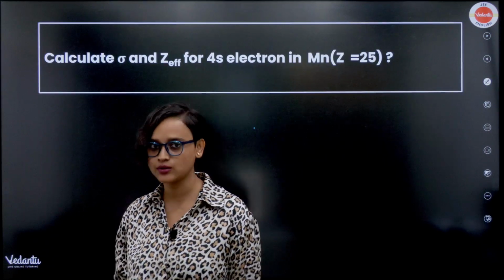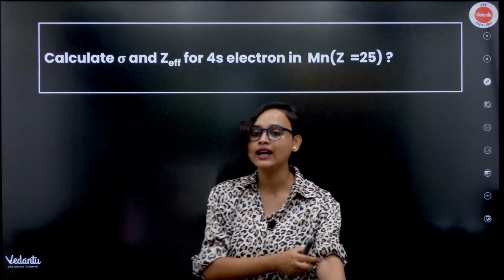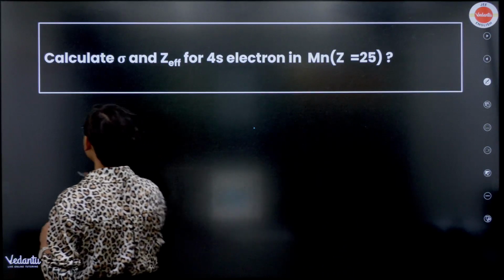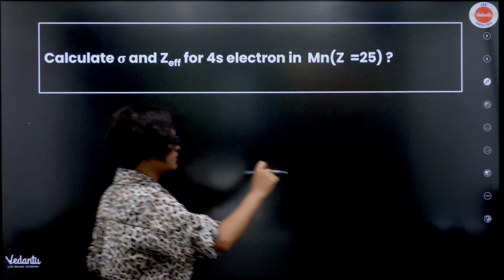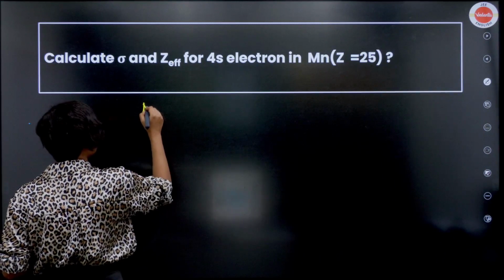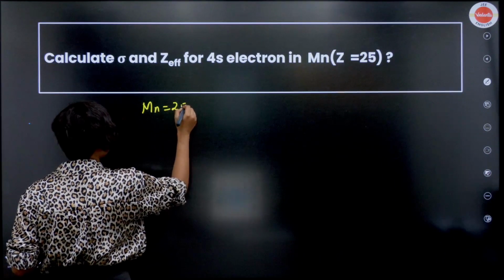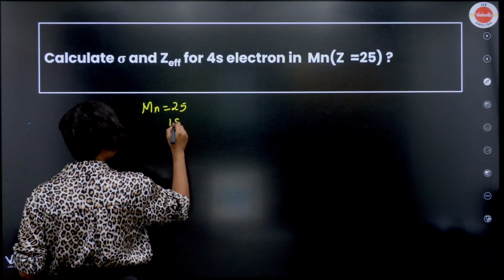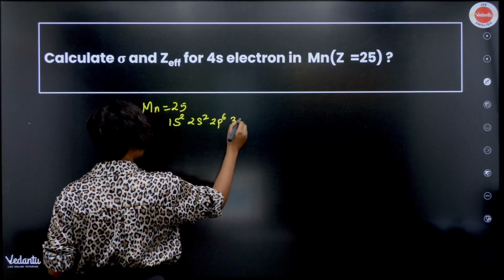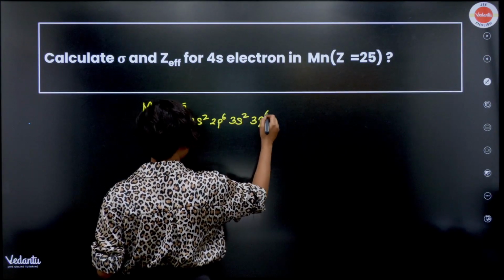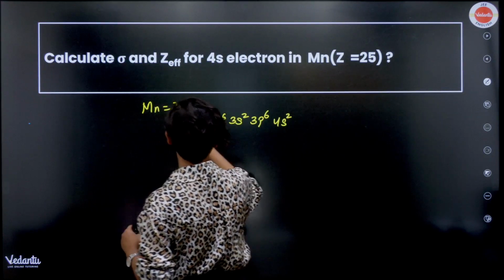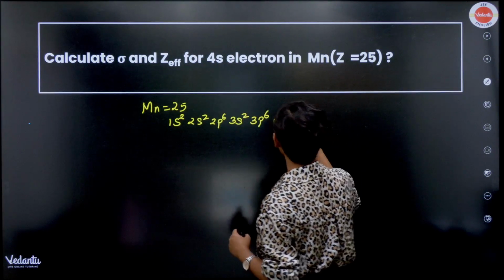Let's do a calculation. Let's do a question. Calculate sigma and Z effective for 4s electron in Mn, Z is equal to 25. So how you are going to solve it, let me tell you this. It's very easy. It's given to you that Mn is equal to 25. The first thing that you will do is write down the electronic configuration. 1s2, 2s2, 2p6, 3s2, 3p6, 4s2.